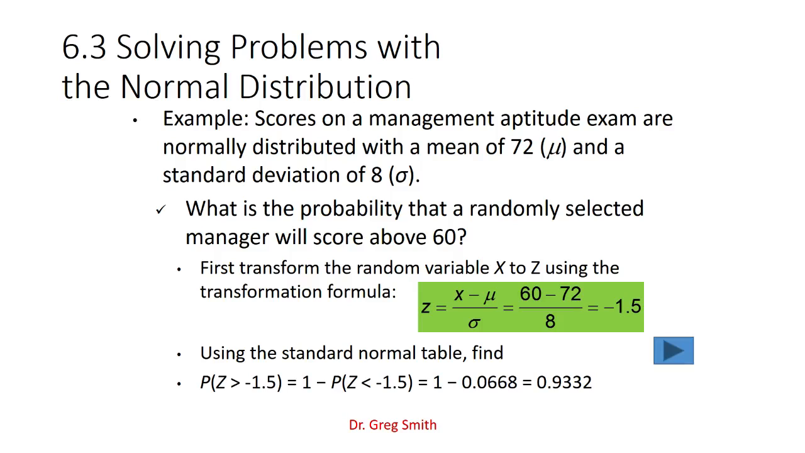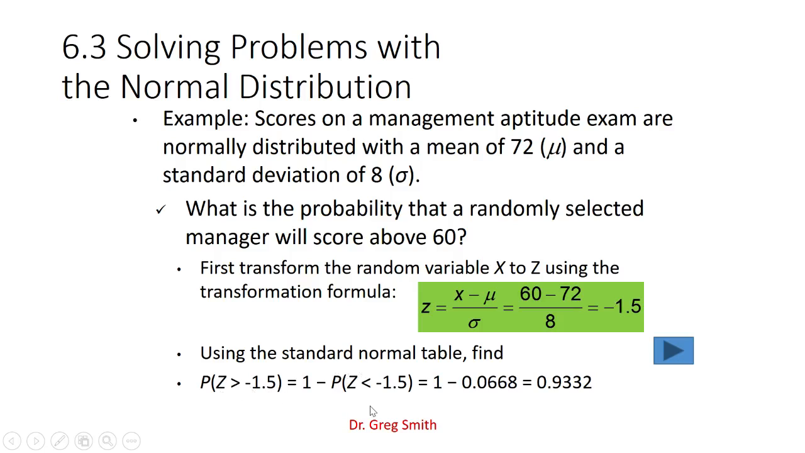Taking a look at the management aptitude test is a good way to start. It's normally distributed, with a mean of 72 and a standard deviation of 8. What's the chance that a randomly selected manager will score above 60? With the mean being 72, a value of 60 is to the left, or below, 72. What's the chance a manager will score above 60? He's going to be looking up at a lot more values than he could look down on. So I'm going to do a z transformation: 60, 72, and 8. That gives me a z-score of 1.5. I want to know the probability z is greater than 1.5.